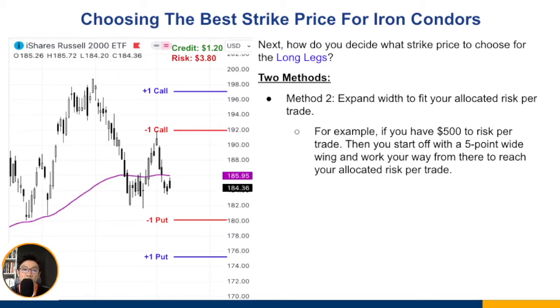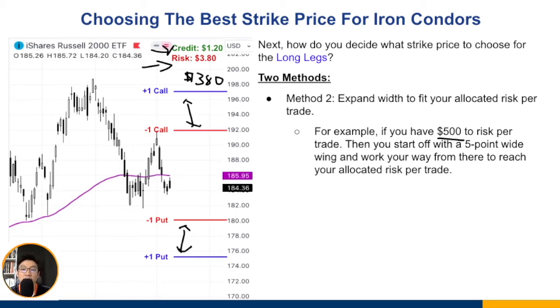Okay, so let's say this is the Iron Condor that you put on, and this is a $5 wide wing on both sides, right? So they are equidistant. At this point of time, you take a look at your trade and you notice that your credit is $1.20 and your risk is $3.80, which means your max risk is $380 per contract. So right now, because the max risk that you have decided on this trade can be up to $500, you actually still have some room to expand this Iron Condor wing.